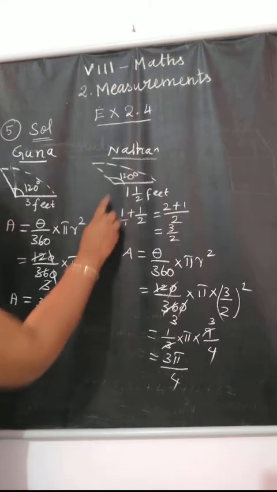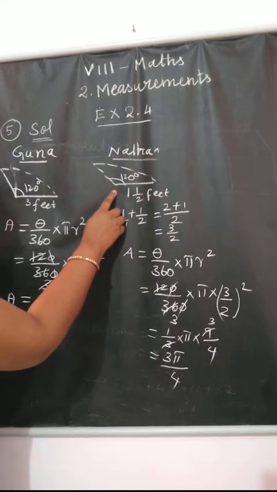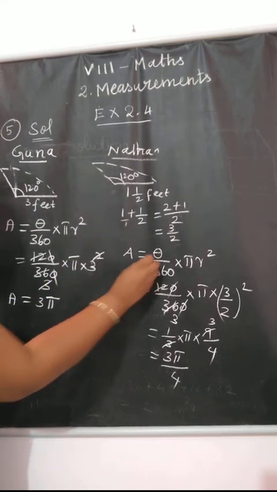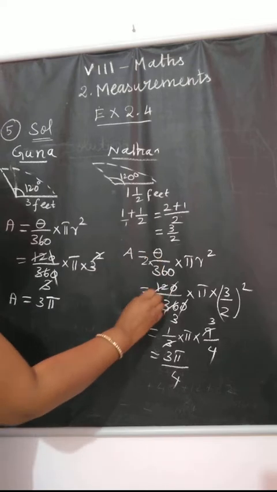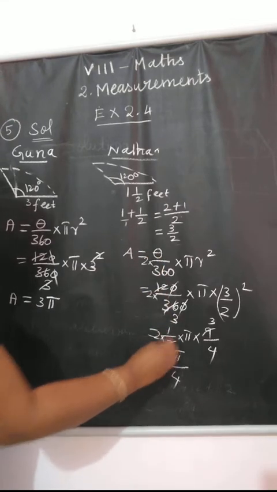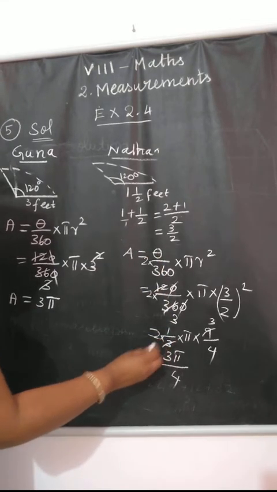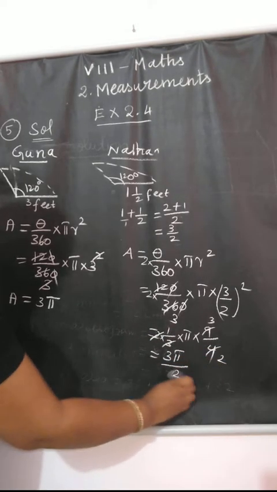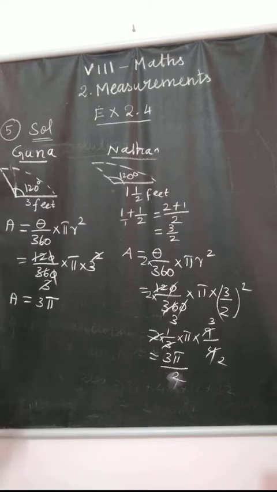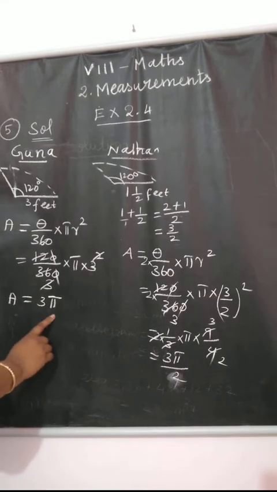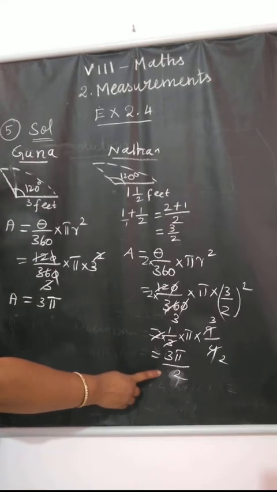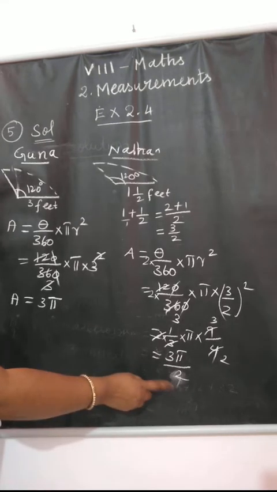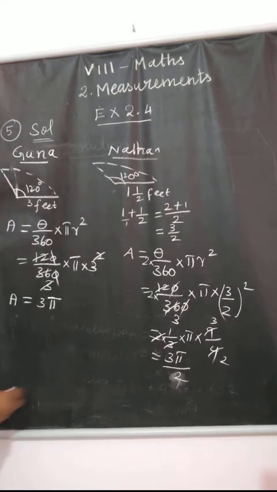One more mark. Northern is using 2 doors, a double door, so I am going to write here 2 into 3 pi by 4. Here I am going to divide: 2 ones are 2, 2 twos are 4. So the final answer is 3 pi by 2. Now compare the areas. This is 3 pi, this is 3 pi by 2. So which is minimum here? This one. So I am going to write Northern's double door.